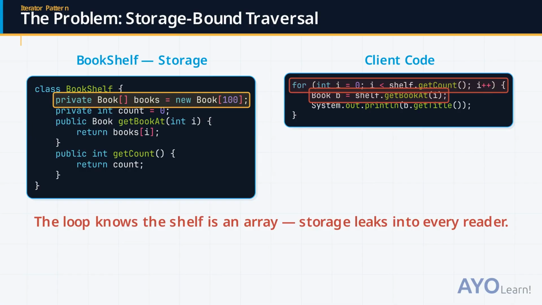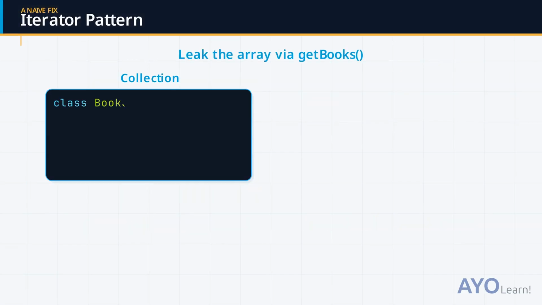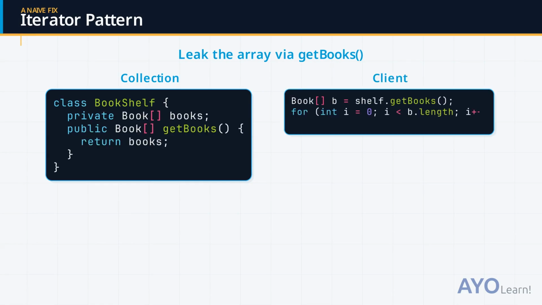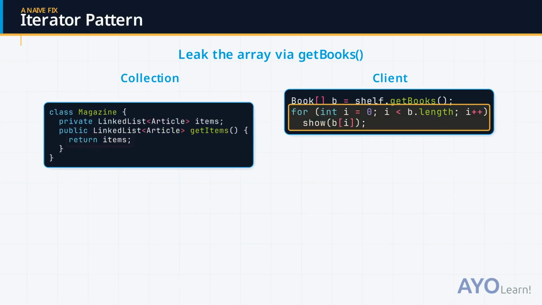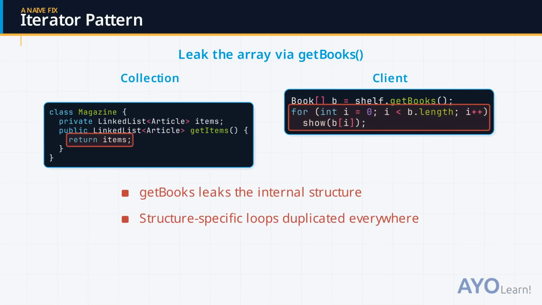The problem? This loop knows the shelf is an array. The storage choice leaks into every reader of the collection. Let's try decoupling with getBooks, returning a raw array the client loops over directly. But when a magazine uses a linked list, every loop breaks. Index-based traversal can't handle a chain structure. The internals leak, and structure-specific loops get duplicated everywhere.